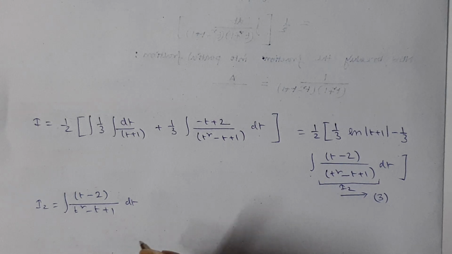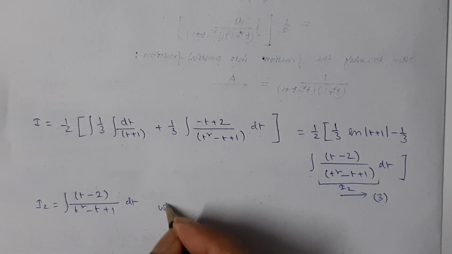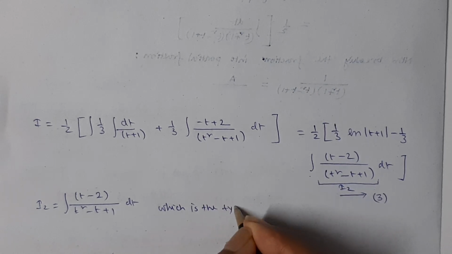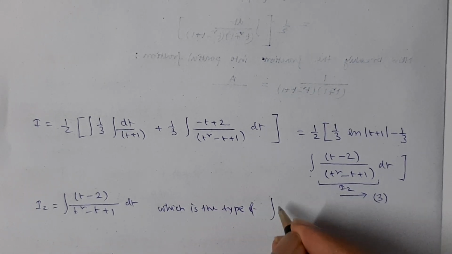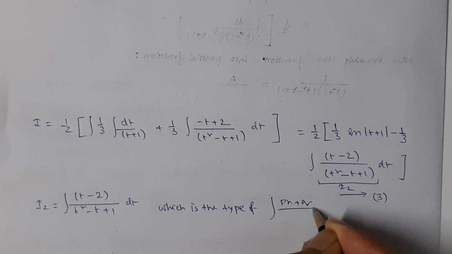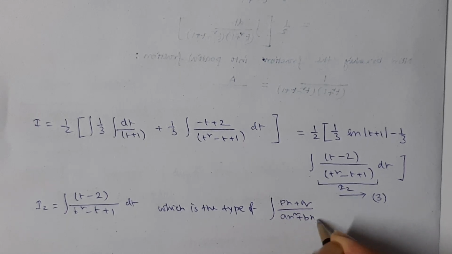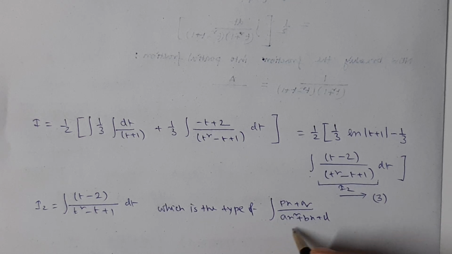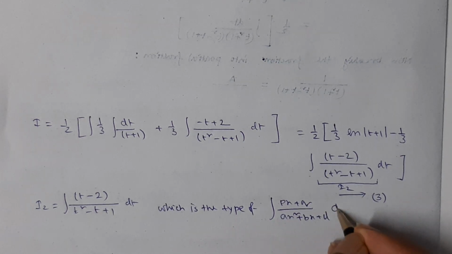dt, which is the type of integration of (px + q) by (ax² + bx + t). So it is a second degree function in the denominator, and a linear function in the numerator.